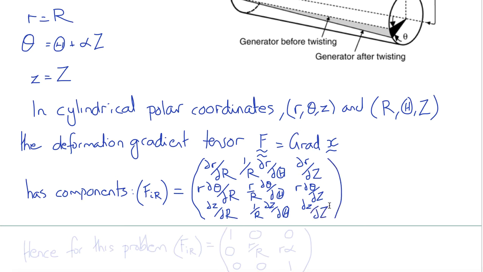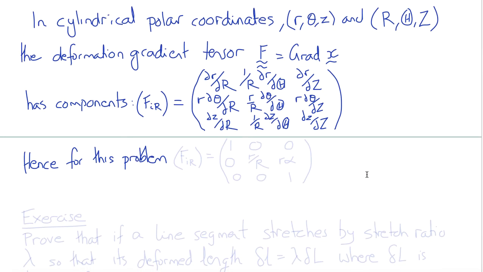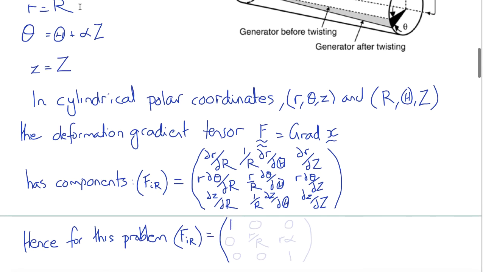So you can see the only difference here is that wherever there was a d theta, there's an r associated with it, and that's because an element of length in the circumferential direction isn't d theta, it's r d theta in polar coordinates. And so then applying this to the displacements that we've defined, then del r del R is 1, and del r del Theta and del r del Z are 0. Del theta del R is 0. Del theta del Theta is 1, but we have an r upon R here.